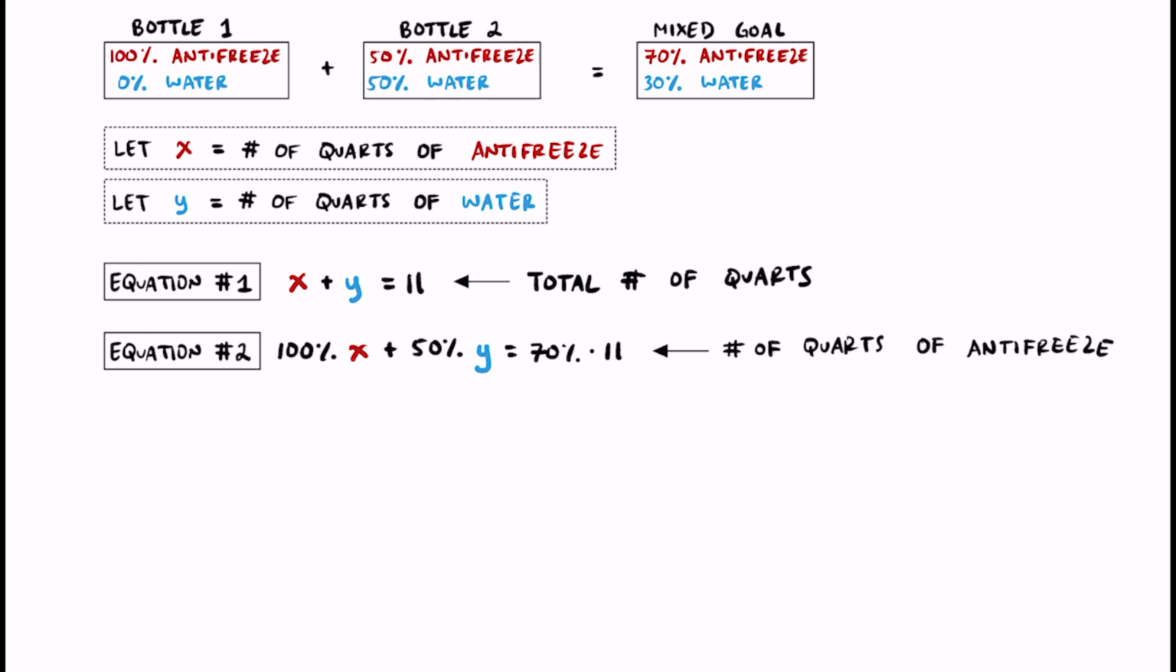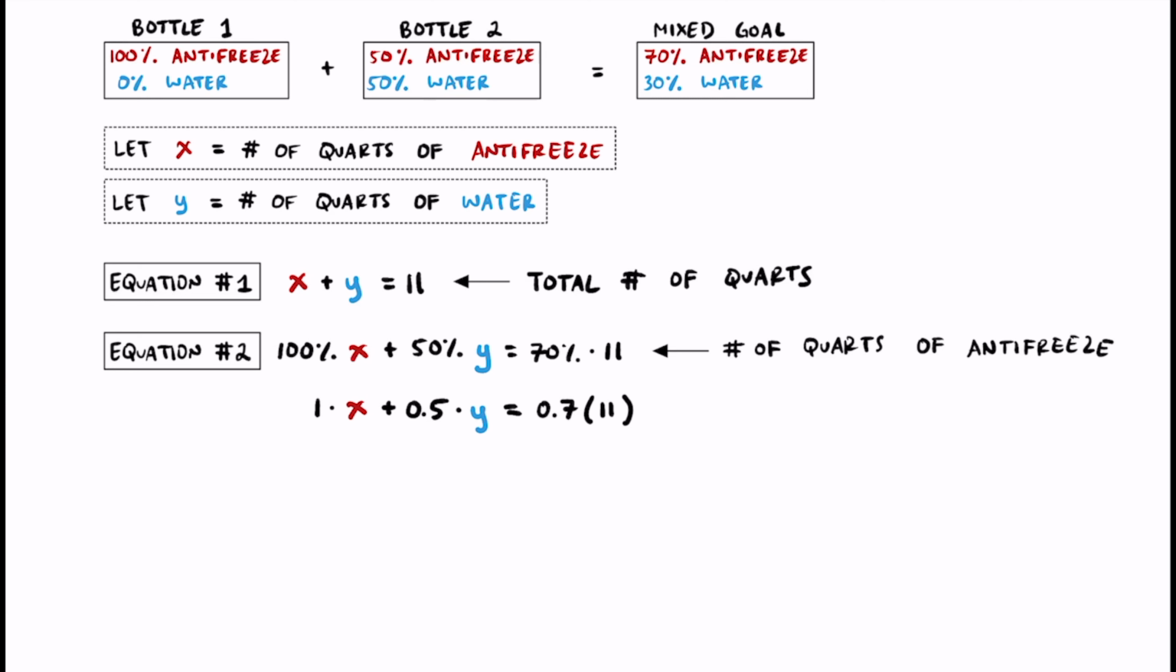Now, simplifying this equation a little bit, if we have 100% times x, remember that 100% as a decimal is just going to be 1, so it's going to be 1 multiplied by x. And then we're going to add that on to 50% times y. Well, 50% as a decimal is going to be 0.5. We're going to multiply that by y. And that's going to equal, on the right side, 70% times 11. So 70% is just 0.7. We're going to multiply that by 11.